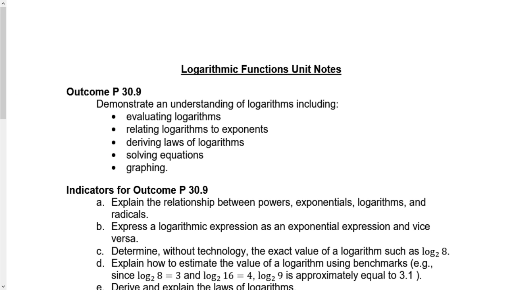Now what we're going to be doing in this unit is we're going to actually get into the actual intention of this outcome where we talk about logarithms, where we're going to talk about evaluating, relating logarithms to exponents, deriving the laws of the logarithms, solving equations, and graphing. Now in section 1, we're going to be talking about these 3 points where we're going to evaluate, relate, and solve some equations. Section 2 and 3, we're going to talk about the graphing, and section 4, we're going to talk about the laws.